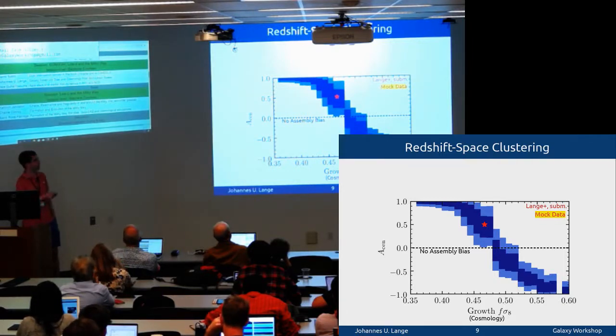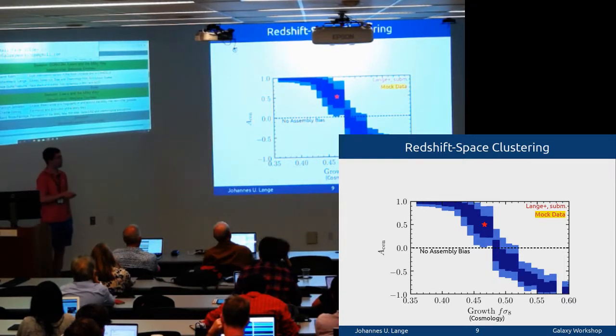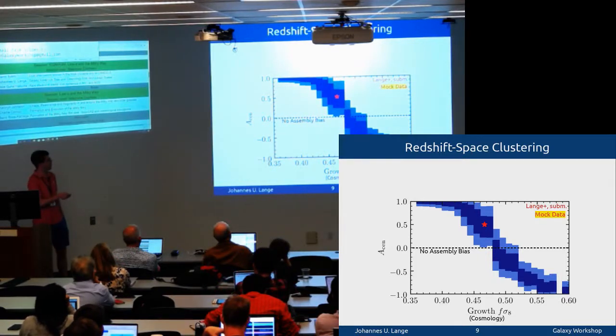If ASEN is 1, that means that galaxies tend to live in dark matter halos that assemble early. If it's -1, they prefer to live in dark matter halos that assemble late. And if it's 0, they have no preference, which is just a no assembly bias case. And so this is just some mock data.